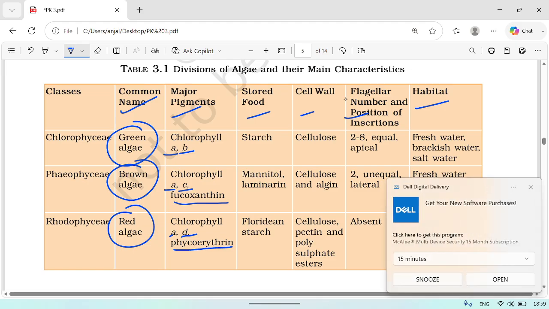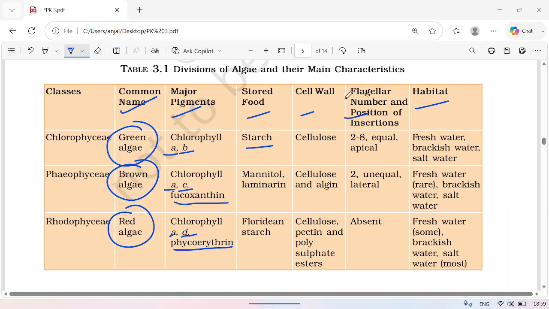The stored food is starch in Chlorophyceae, mannitol and laminarin in Phaeophyceae, and Floridean starch in Rhodophyceae. Cellulose is present in everything. Algin is an extra in Phaeophyceae, and pectin and polysulphate esters are found in Rhodophyceae. Then 2 to 8 equal apical flagella in Chlorophyceae, 2 unequal lateral in Phaeophyceae, and in Rhodophyceae it is absent.